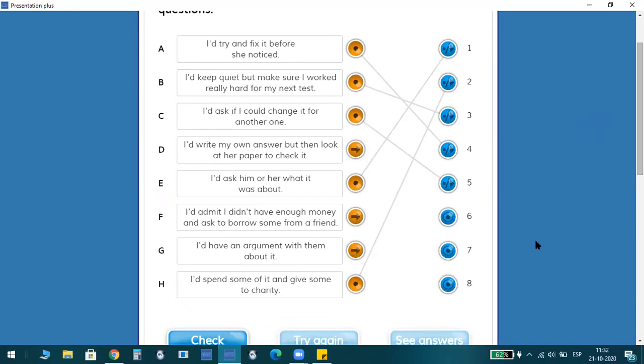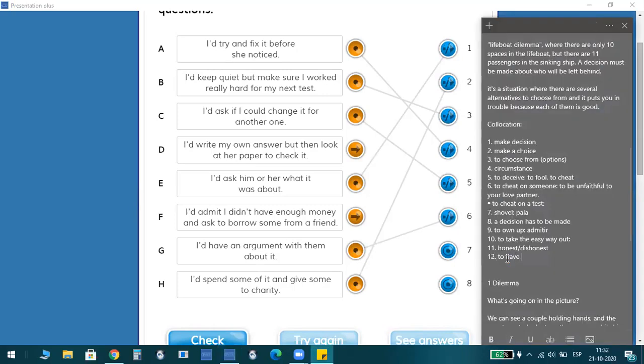Number 6. G. I'll have an argument with them about it. What's an argument? Discusión. Yeah. And it's to have an argument, that is an expression. To have a serious talk.